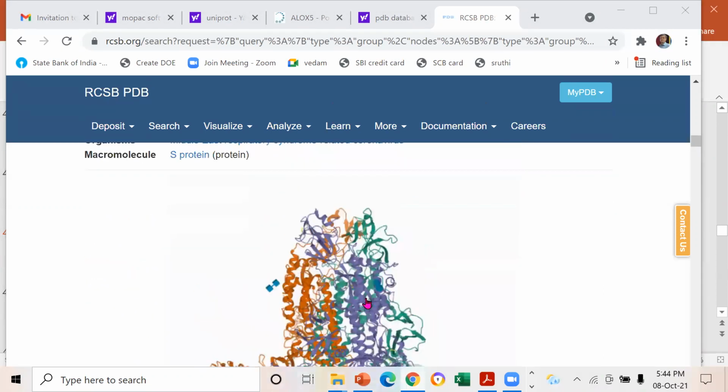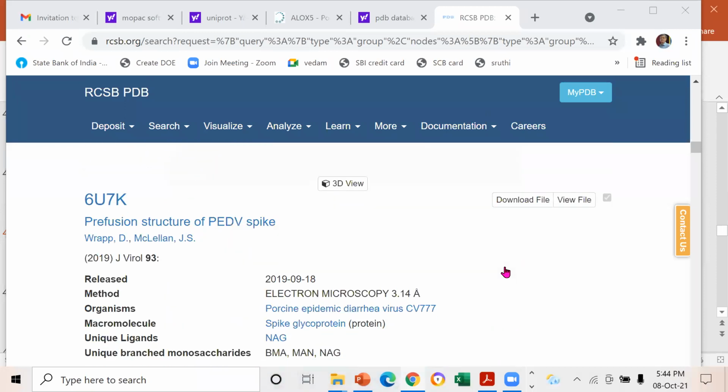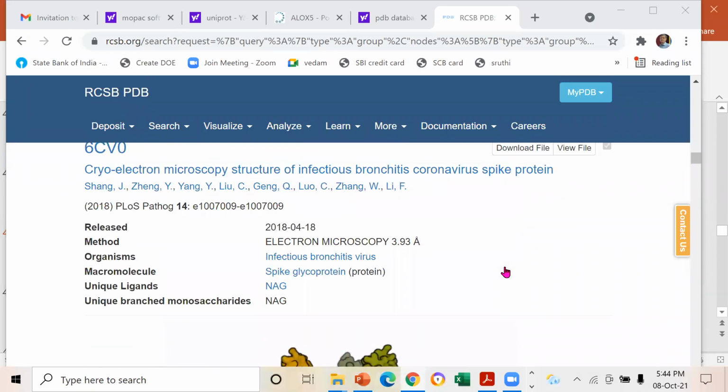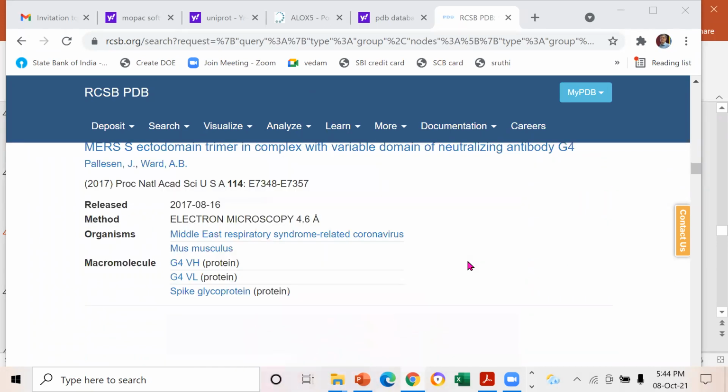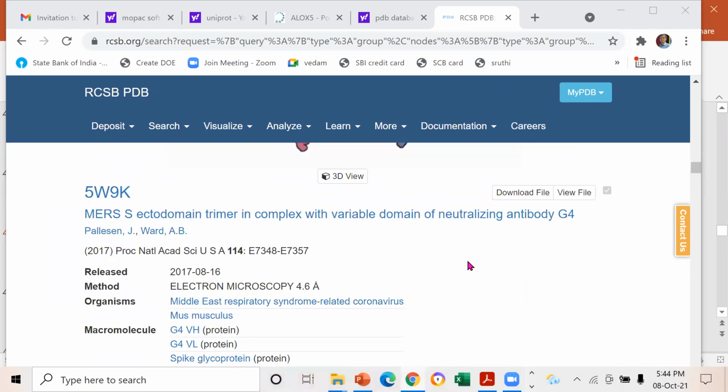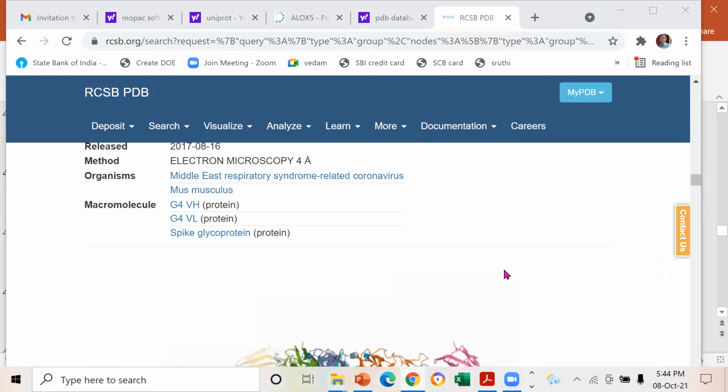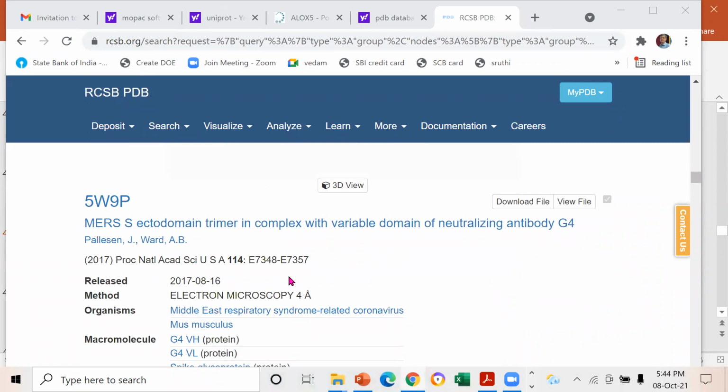So basically, spike proteins look like this. Actually, it's cloud-like with three heads. Cryo-electron infectious bronchitis coronavirus. Okay, these are all beta coronaviruses. Yeah, this is another structure. Neutralizing antibody. So depending upon the problem which you are trying to solve.